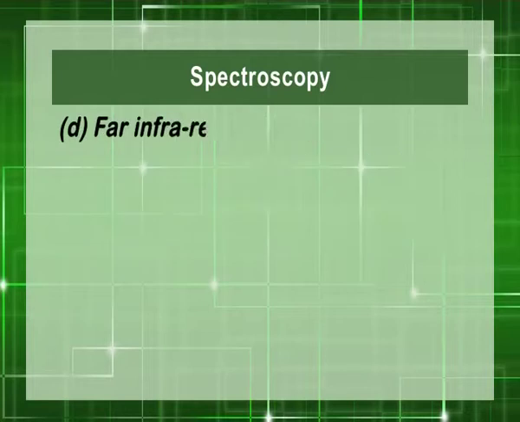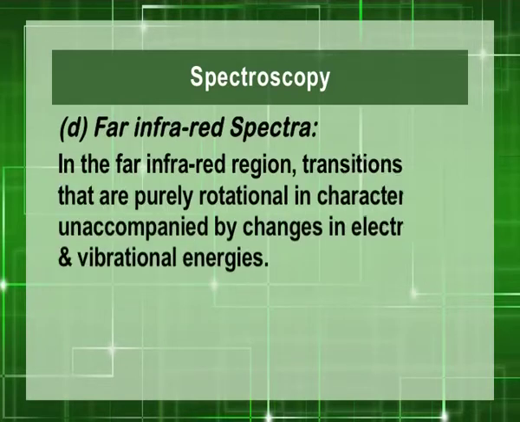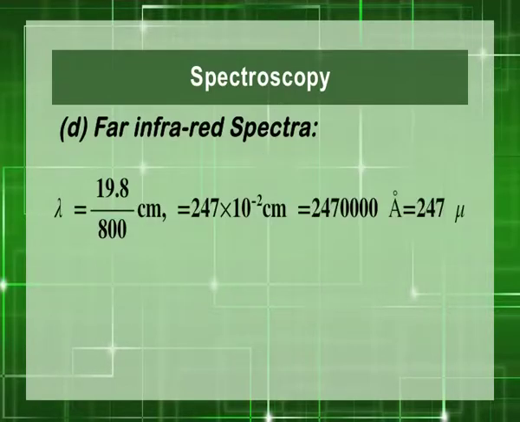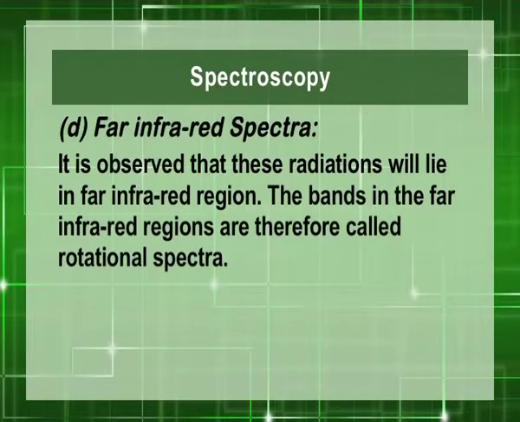Coming to far infrared spectra, in the far infrared region, transitions occur that are purely rotational in character, unaccompanied by changes in electronic and vibrational energies. Such a transition involves an energy change of 0.005 lambda, and thus the frequency of radiation is calculated by using the following formula. It is observed that this radiation will lie in the far infrared region. The bands in the far infrared region are therefore called rotational spectra.